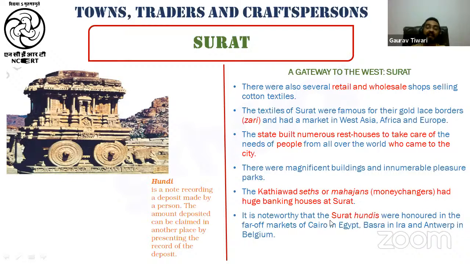Now, what exactly are these hundis? Hundi is a note recording a deposit made by a person. Now, suppose you have 10,000 cash, you go to this money exchanger and you give that 10,000 to this money exchanger. In return, this money exchanger will give you a receipt that yes, you have deposited 10,000 rupees. And this receipt was known as hundi. It was a bill of exchange.